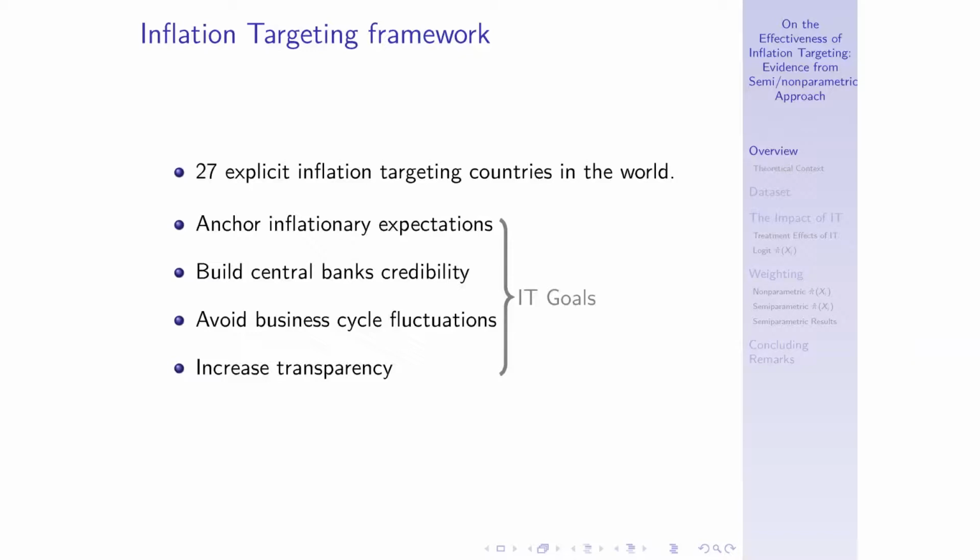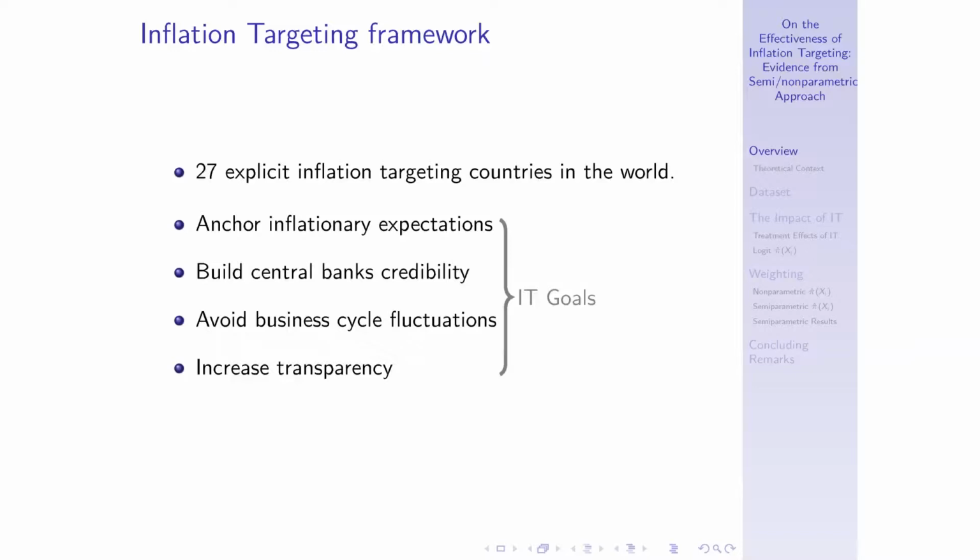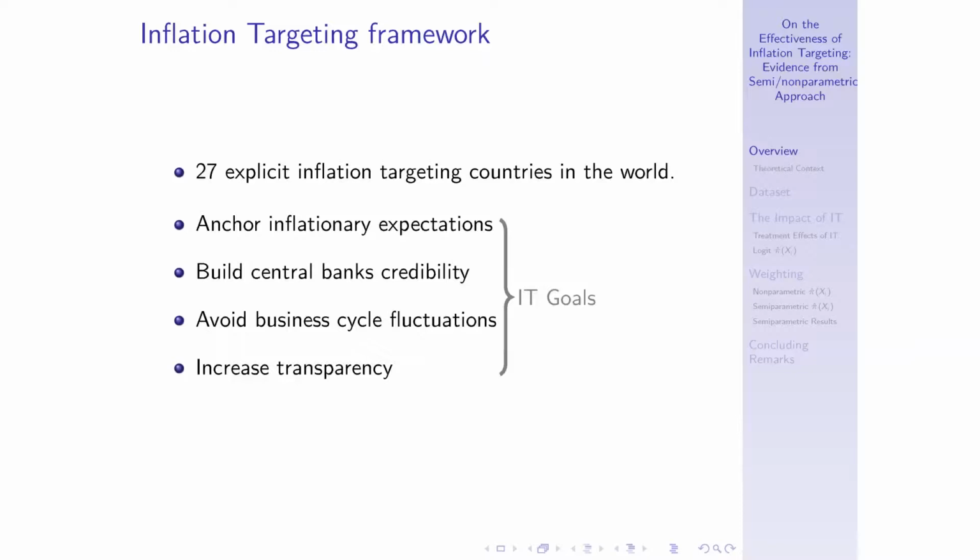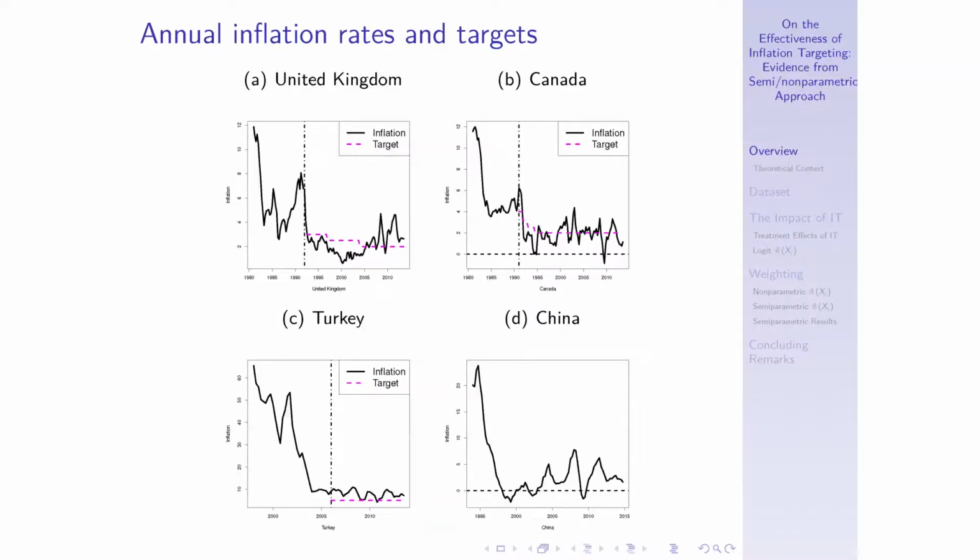Well, the first idea behind inflation targeting is that this regime, if it works, is a nominal anchor. So it anchors inflationary expectations and builds central bank credibility, and in terms of building the credibility of the central bank, it avoids business cycle fluctuation. And if you have divine coincidence, then you basically avoid the business cycle fluctuation, and of course it increases transparency. So let me show you these four graphs, and the vertical line is the date of adoption of inflation targeting in these countries.